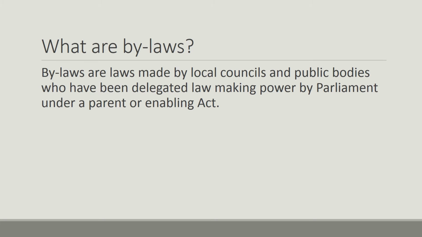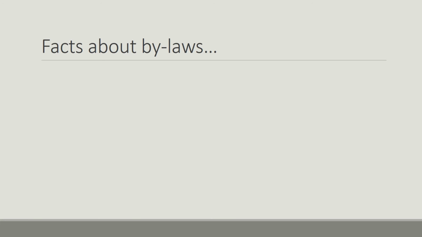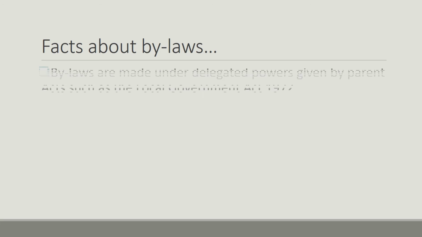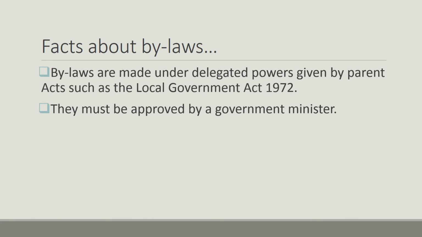Bylaws are laws made by local councils and public bodies who have been delegated lawmaking power by Parliament under a parent or enabling act. There are 3 additional things that you must say about bylaws. They are made under delegated powers given by parent acts such as the Local Government Act 1972. They must be approved by a government minister, and they are enforceable in court.